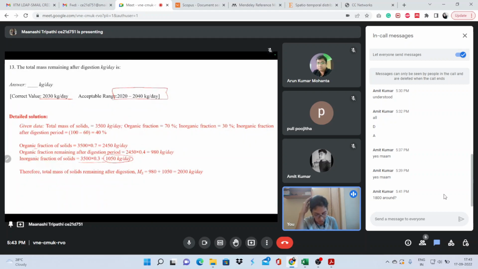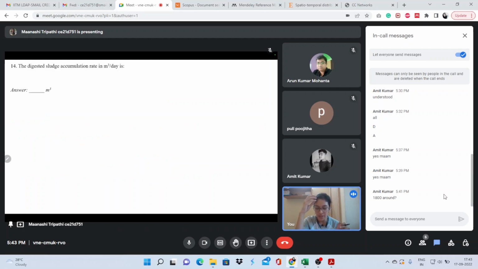So total organic fraction was 2450, remaining after digestion 980. So that is how we are getting this value. Okay, you can see these questions properly after class. Then in case of any doubt, you can tell me in the next class or you can write in the forum.